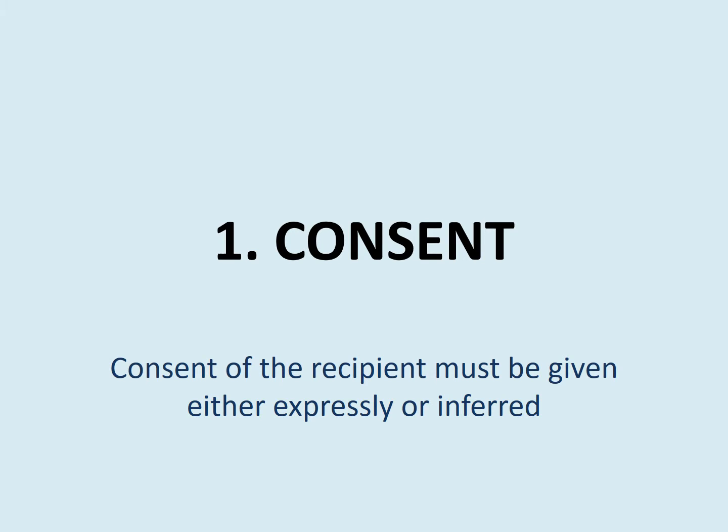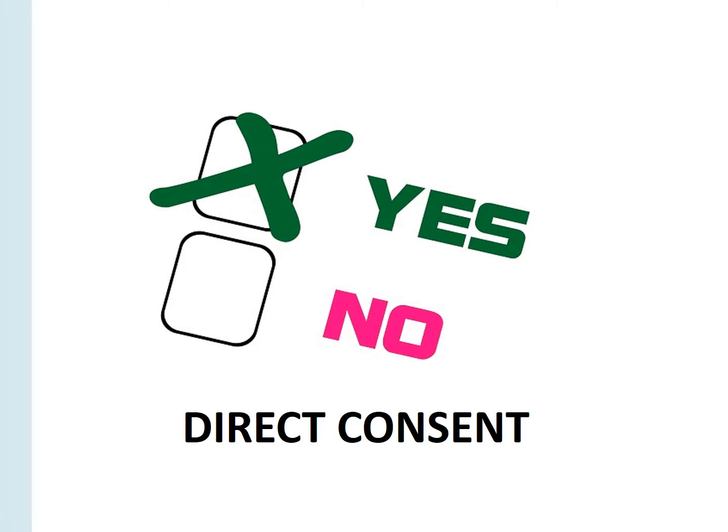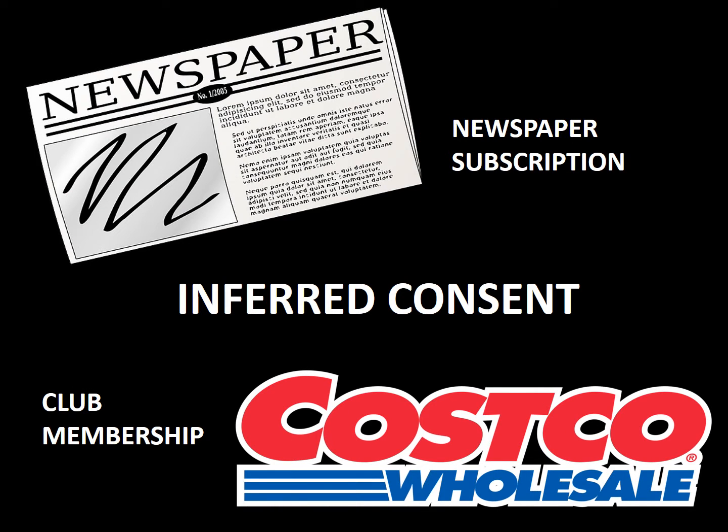The first thing a business sending a commercial electronic message must do in order to comply with the Spam Act is obtain the consent of the recipient before the message is sent. This can be done through either express or inferred means. Express consent is given through a direct indication, for example, by filling in a form. Inferred consent is given where the sender and recipient have a business or other relationship.